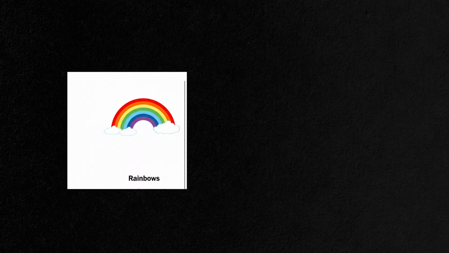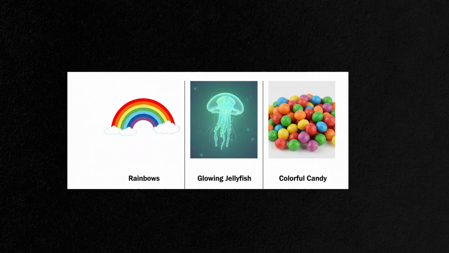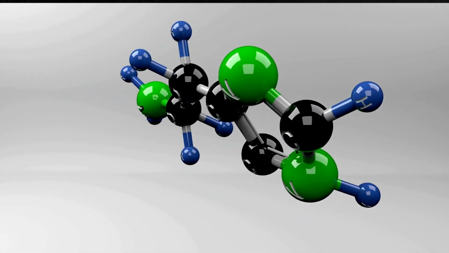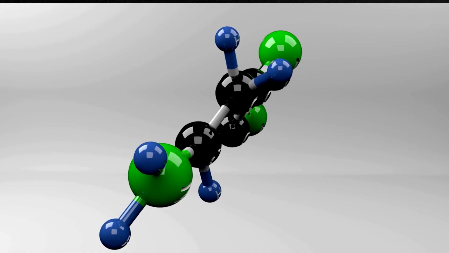So next time you see a rainbow, a glowing jellyfish, or even a colorful candy, remember, behind that beauty is a hidden language of molecules, light, and chemistry working together. The world is colorful because chemistry makes it so.